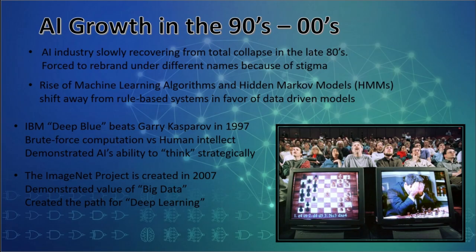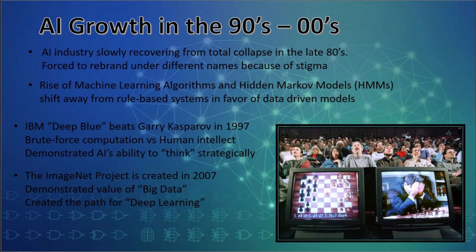Recovering from the crash in the 80s, the AI industry spent some time rebranding. Powered by the next generation of computers, artificial intelligence began to shift away from rule-based logic systems in favor of mathematically driven data models. These machine learning algorithms were much more flexible than the expert systems of the 80s and were able to improve themselves. The more data they consumed, the better they became.